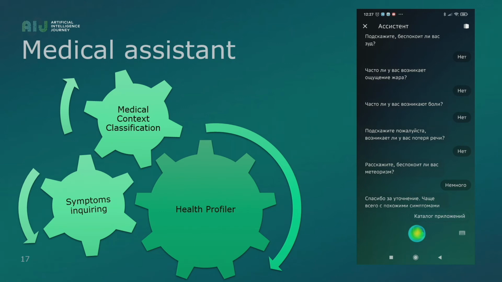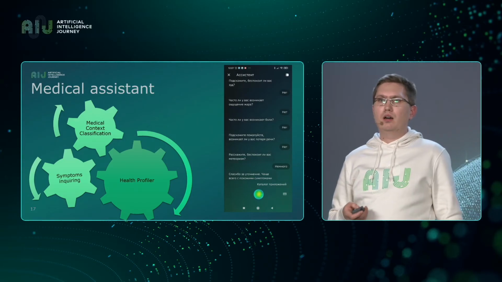What does it have to be able to do? First, we need to understand what sort of text has been delivered from a patient. I mean, is it a joke, or is it a real text? For that, it's good to use a module with textual classification based on medical context.